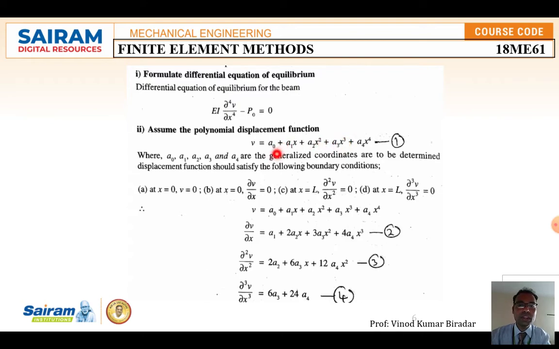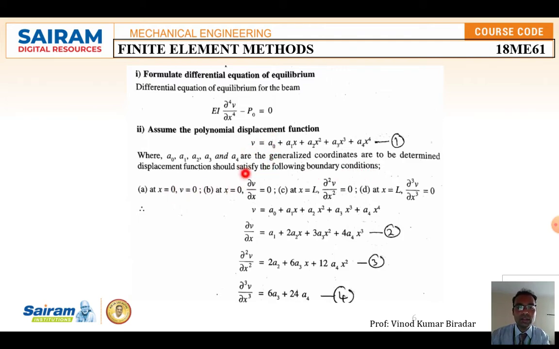Where a naught, a1, a2, a3, a4 are all unknowns. You have to calculate them by substituting the boundary conditions. I have given the four boundary conditions for the beams in the list of formulas also, and you have to substitute using those. You are going to calculate the a naught, a1, a2, a3, a4 values. So look here, at x is equal to 0, v is equal to 0. These are the boundary conditions.